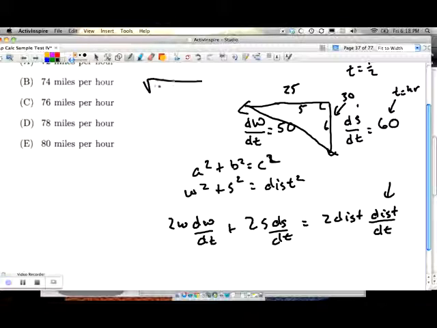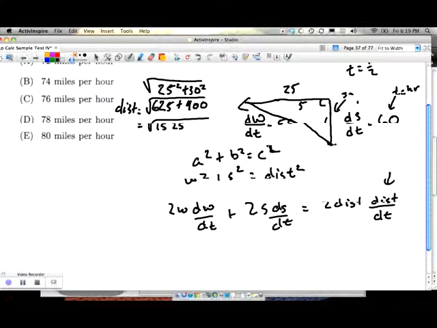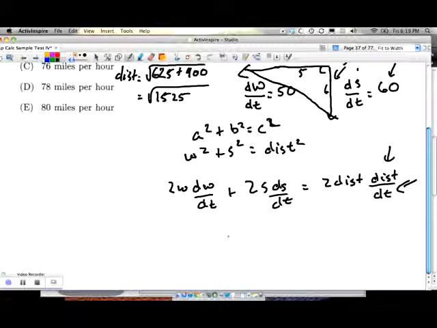Well, this distance is going to be the square root of 25 squared plus 30 squared. So that's going to be 900 plus, what would this be? 225, 625 plus 900, and we're taking the square root. This is my distance between them. And then if I were to add those two together, I'm going to have 1525. So I want to take the square root of that to find that distance. Then I'm going to plug everything in, divide it by 2 times that, and that should be my distance dt, or at least approximately.